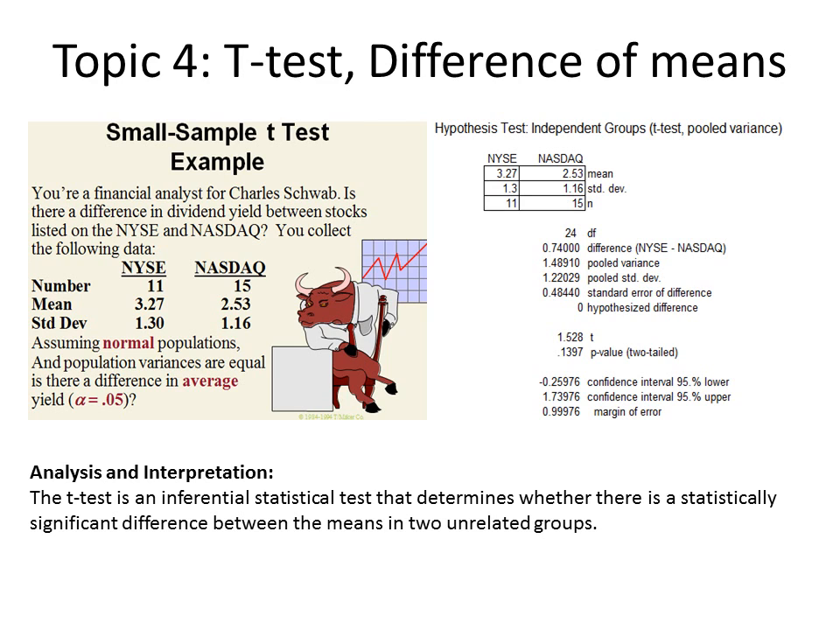This slide shows the probability that the difference between the samples is due to a sampling error of 0.1397, which is the p-value. The data has 24 degrees of freedom. The value of the t-test produced is 1.528.